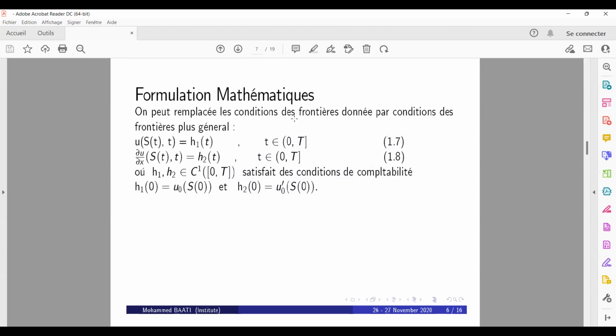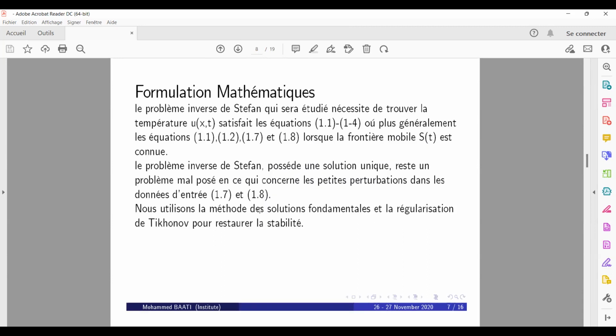On peut aussi remplacer les conditions des frontières données par des frontières plus générales, pour les frontières de Dirichlet et de Neumann, si ces frontières satisfont les conditions de compatibilité. Donc, le problème inverse de Stéphane qui sera étudié nécessite de trouver la température qui satisfait l'équation de la chaleur, les conditions initiales et les conditions de frontière, et la frontière mobile S(t) sera connue.